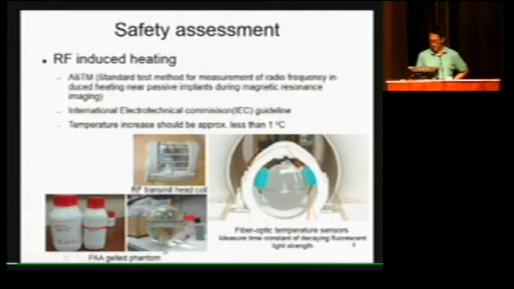We use a gel phantom, a PAA phantom. We created this phantom, and then using an RF transmit head coil, we put the fiber optic temperature sensor here, attached to the electrodes, and then do scanning. This fiber optic temperature sensor measures the time constant of the decaying fluorescent light strength. This time constant depends strongly on the temperature.